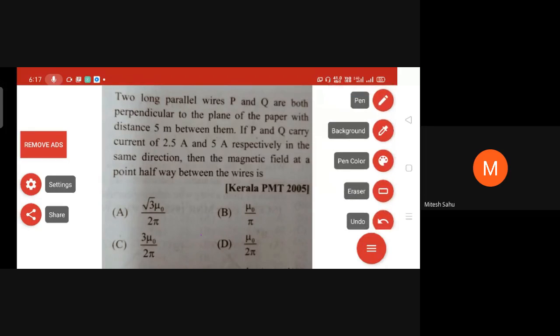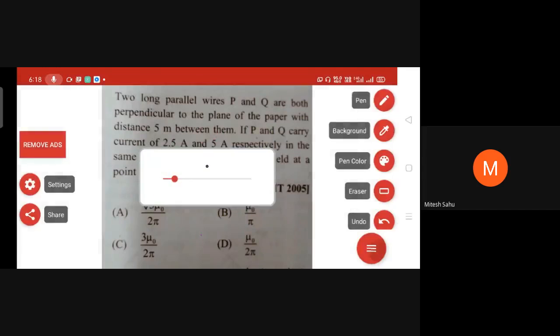Let us see what are the given things in this question. Two long parallel wires, P and Q, are both perpendicular to the plane of the paper with distance 5 meter between them. So, two conductors are there, long parallel wires, P and Q. The distance between them is 5 meter. If P and Q carry current of 2.5 ampere and 5 ampere, so one wire is carrying current 2.5 and second wire is carrying current 5 ampere in the same direction. Then the magnetic field at point halfway between the wires is.